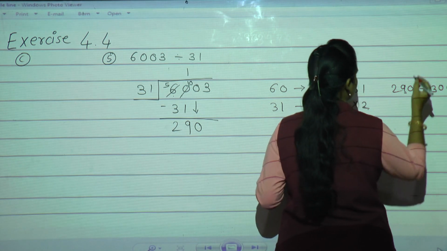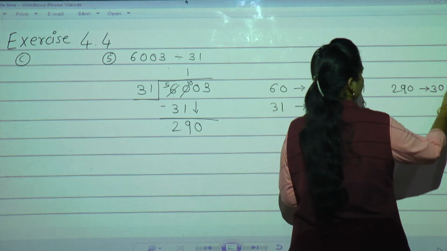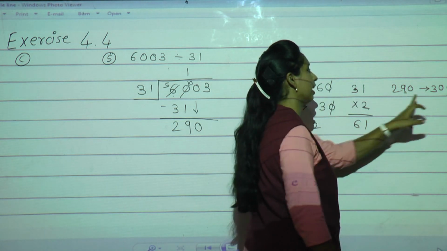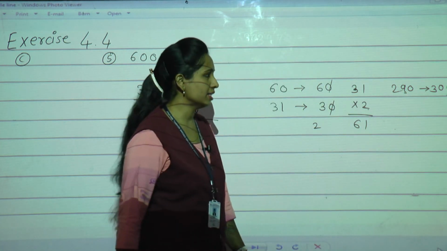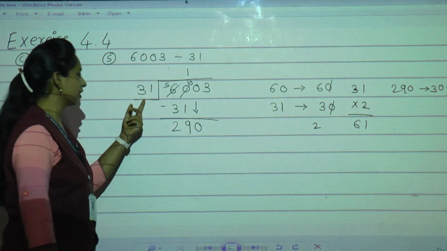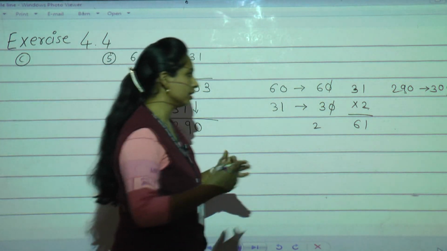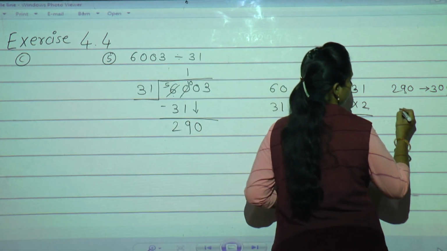Add 1 zero, 300. See, 30 and 300. Cross 110, 3 and 30. How many times 3 means 30? 10 times, isn't it? But if we go with 10 times 31, very easy, 310. So what I'll do, I'll come with the 9 quotient estimate.